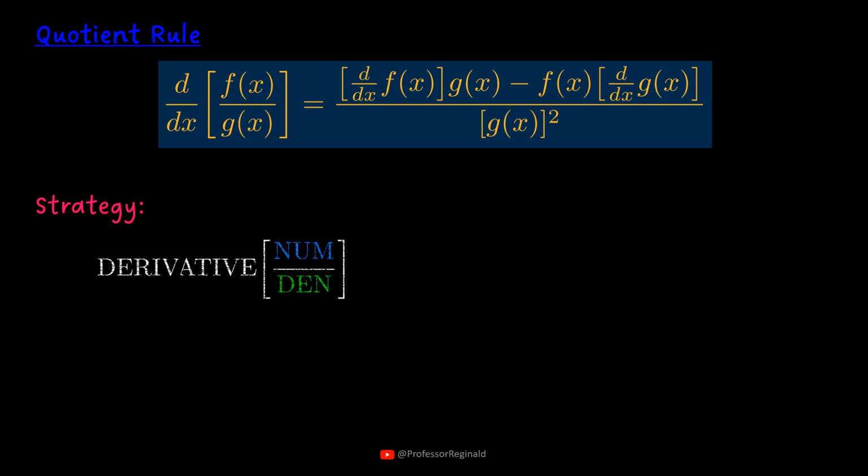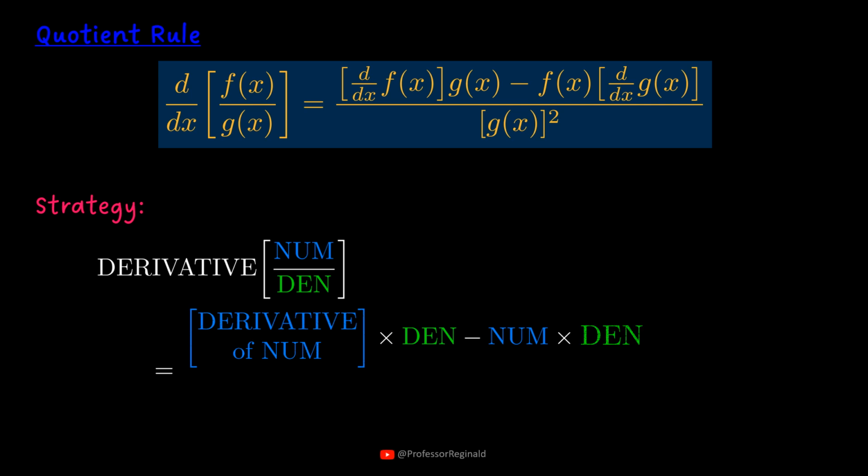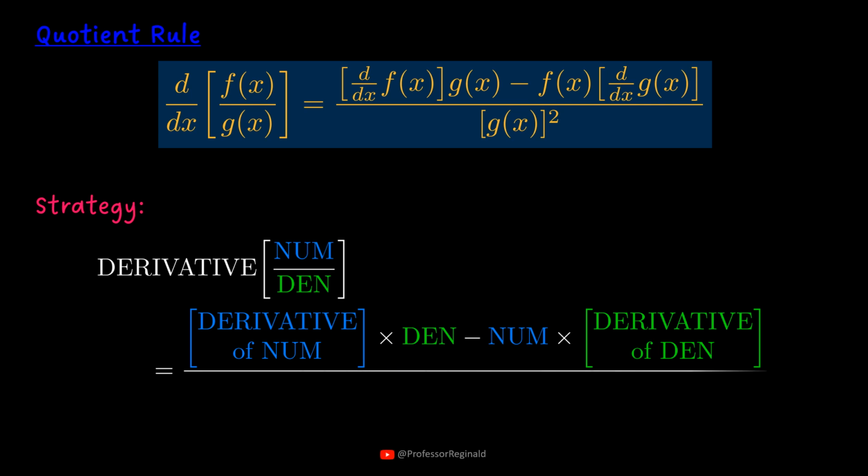Based on this rule, the derivative of a quotient can be found by: first, writing a difference of two terms where each term is the product of the numerator and the denominator. Second, getting the derivative of the numerator in the first term and the derivative of the denominator in the second term. Third, dividing by the square of the denominator.